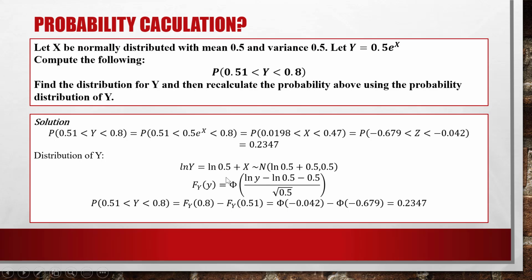And just using this formula, we got F_Y(0.8) is phi of the natural log of 0.8 subtract the natural log of 0.5 subtract 0.5 over the square root of 0.5, which is phi of negative 0.042. And similarly for the second term, we got phi of negative 0.679. And either use the z table or use a calculator or software, we find out the answer is 0.2347.